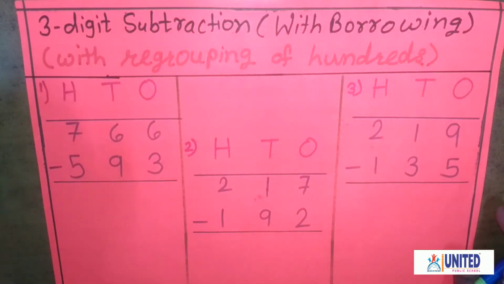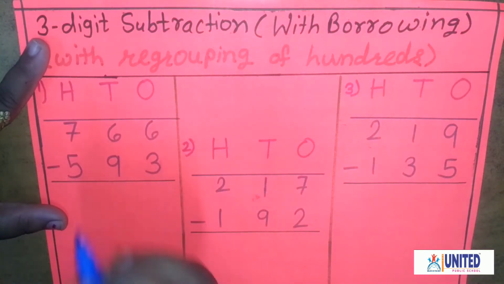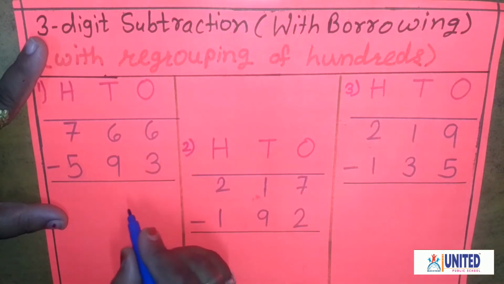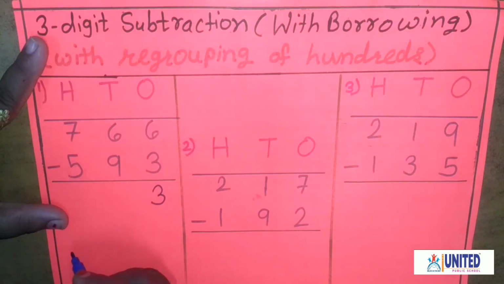Now 3-digit subtraction with borrowing, but here we do regrouping of hundreds. That means we have to take the borrow from the hundreds column. Okay, so let us see how to solve this type of examples. First number, start from the ones column. As you know, 6 minus 3, possible? Yes, 6 minus 3 is what? 3.